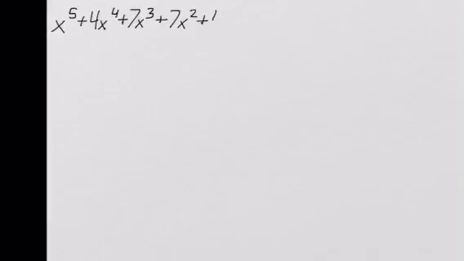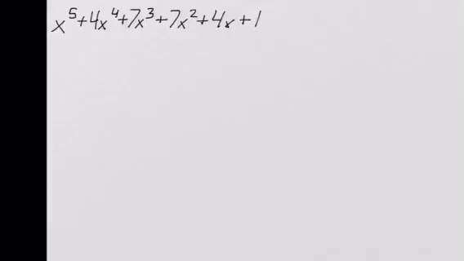So I give you x to the fifth plus 4x to the fourth plus 7x to the third plus 7x squared plus 4x plus 1. We want to factor this.